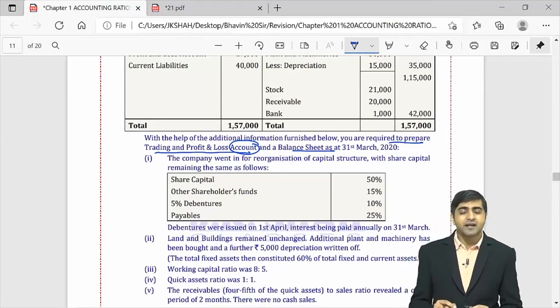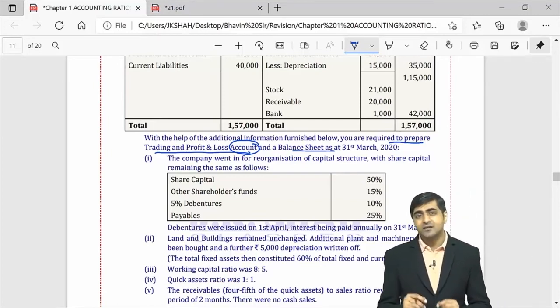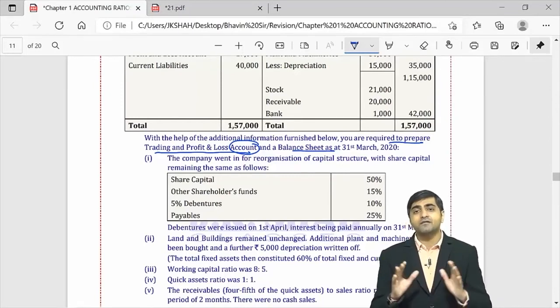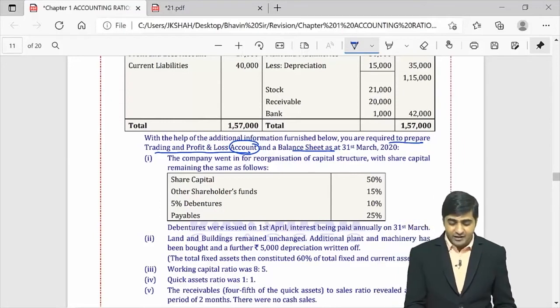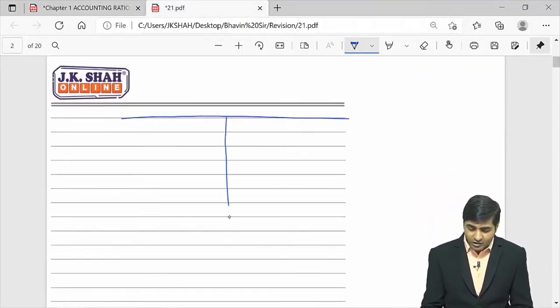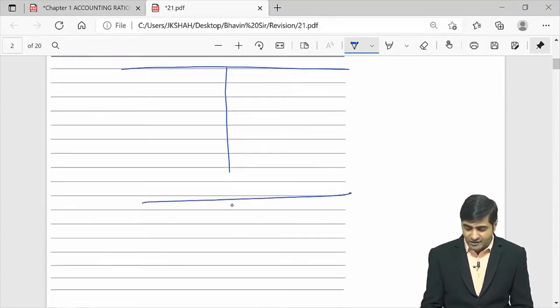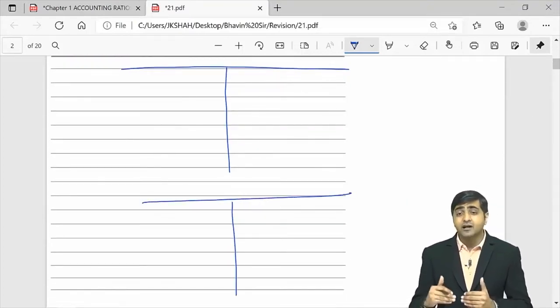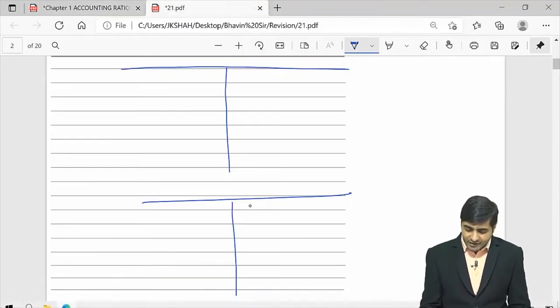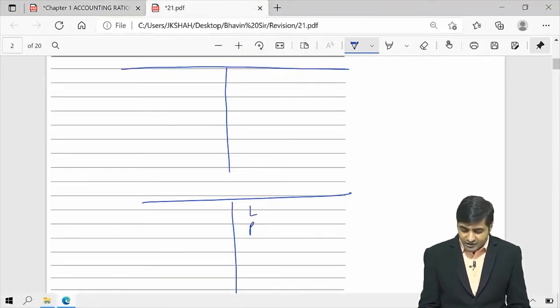So always remember that whenever we have questions where we have to prepare the financial statements, the first step is to prepare the face of your trading P&L and balance sheet. It means that according to you, whichever items are going to come in your trading profit and loss account and your balance sheet, you should first make a note of that. As you all know, in this particular question, we have land and building, then plant and machinery, then current assets in which there are stock, debtors, cash.